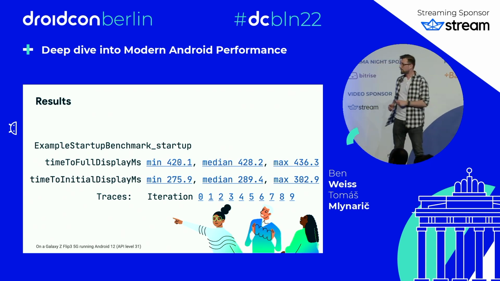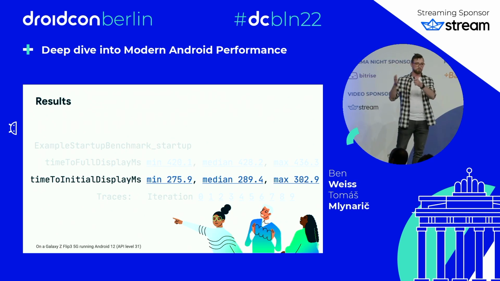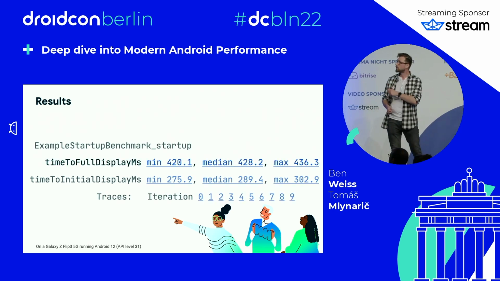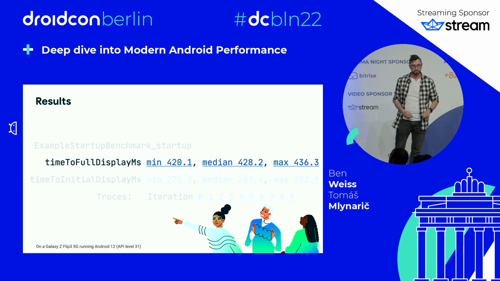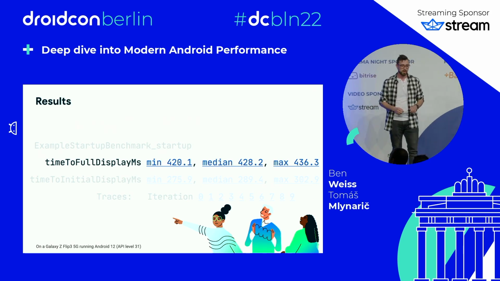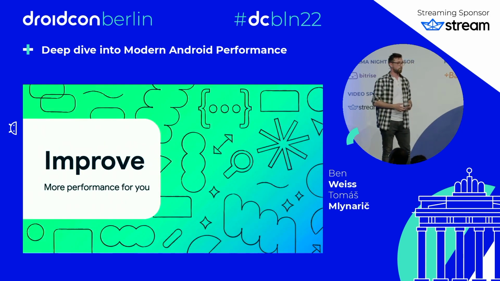And here we see time to initial display, where we get the minimum value, median, and maximum. So basically, it is the normal distribution of the startup times during the iterations. And the same for time to full display. All right, we've measured startup. That wasn't that hard. So what about improving the performance?